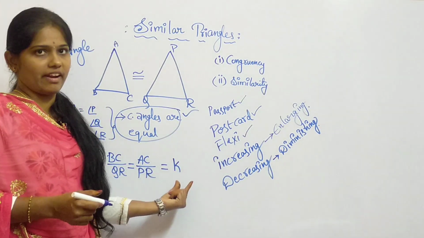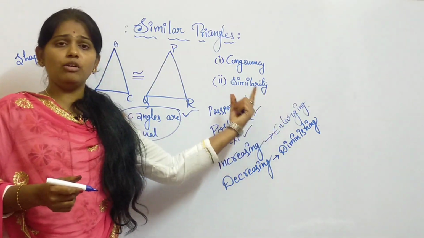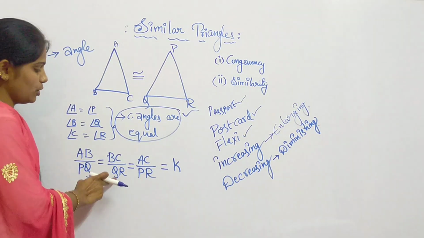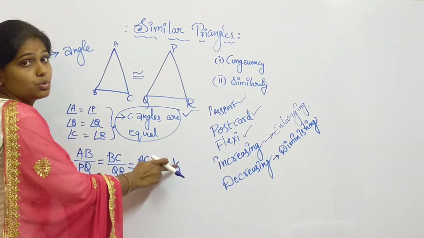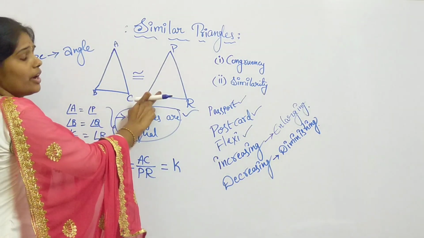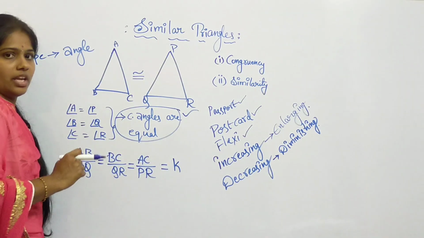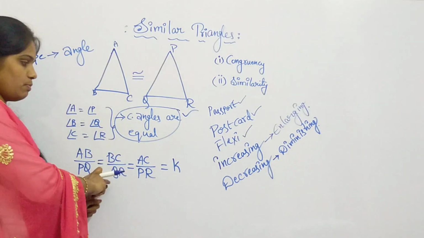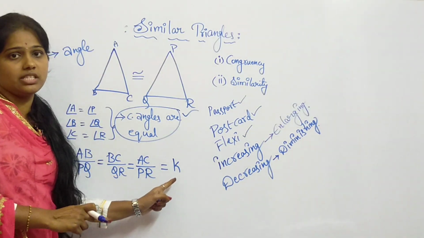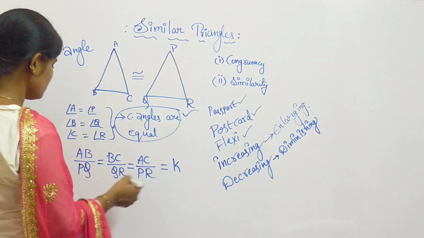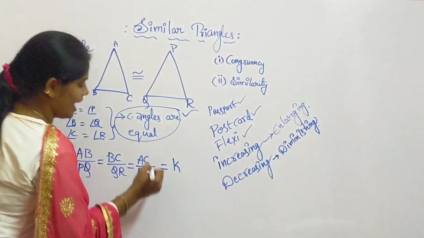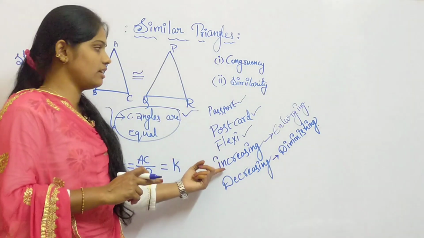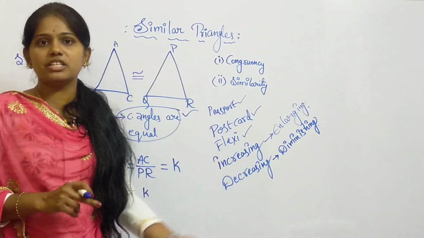Just now we discussed a scale factor. Either it can be the increased value or it can be the decreased value. Here AB by PQ is equal to BC by QR is equal to AC by PR is equal to a scale factor, which means the corresponding sides are in proportion. In proportion means having equal ratio. The corresponding angles are equal and corresponding sides are in proportion, meaning in an equal ratio. Here I have taken K as a scale factor.